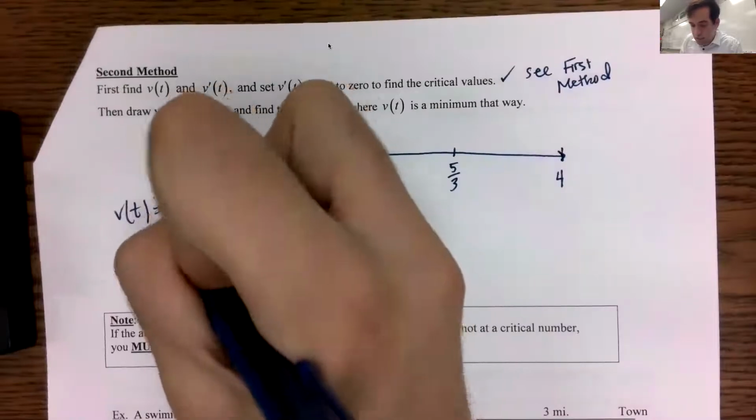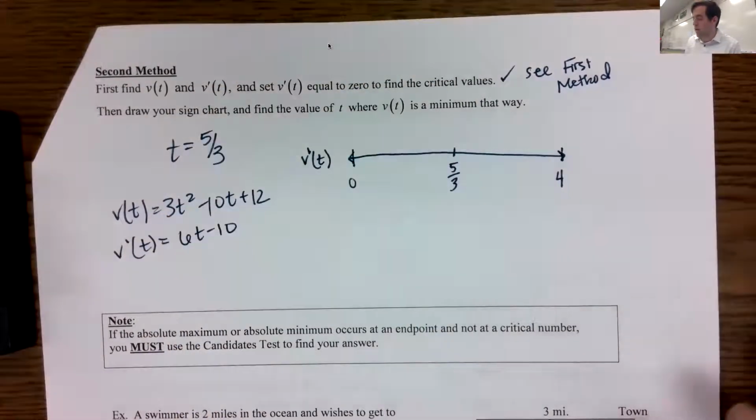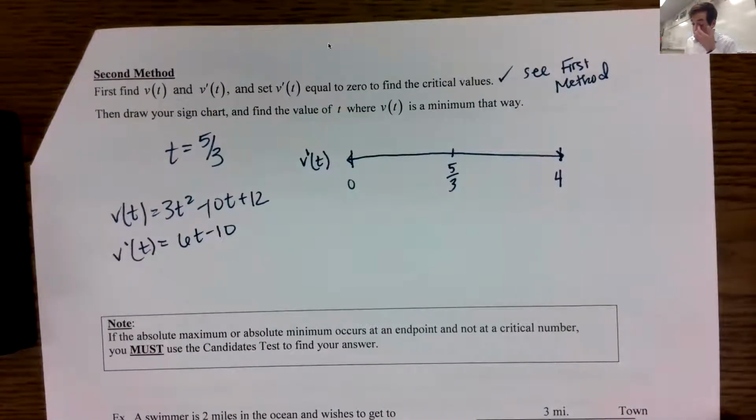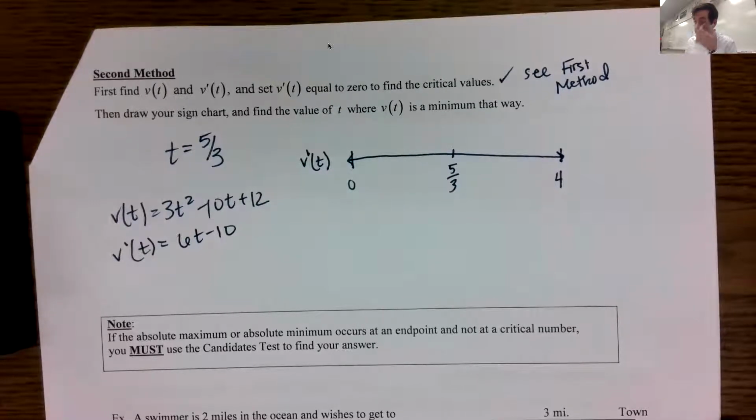So our v prime was 6t minus 10. Because we're going to be trying to figure out if our sign switches from negative to positive, because remember, that'll tell us the slope of the velocity. So if we switch from negative to positive, that's giving us a minimum.